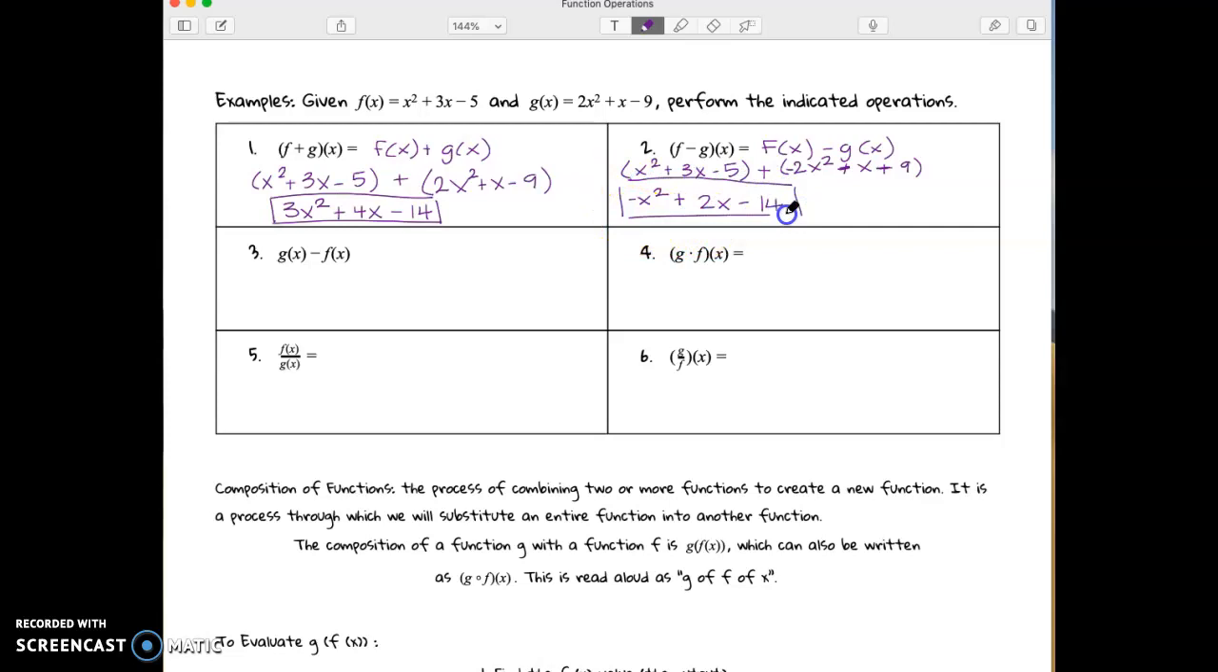Also remember with subtraction, it's not commutative. So you can't subtract g of x and f of x and get the same as f minus g. So we're going to do the second subtraction, substitute in g of x, substitute f of x, and then I'm going to make this an addition and change the signs and combine like terms.